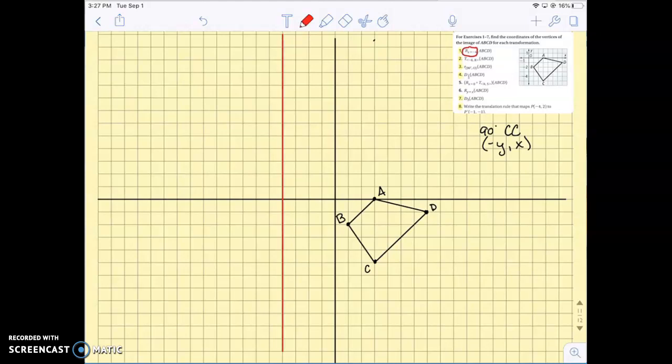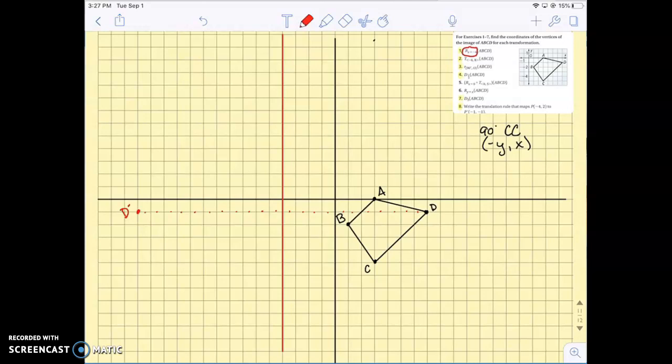When I'm doing a reflection, it means count to the line and then do it again. So I'm going to start with D. It's the furthest away. 1, 2, 3, 4, 5, 6, 7, 8, 9, 10, 11. D is 11 spaces away from my line of reflection. That means I'm going to go 11 on the other side. 1, 2, 3, 4, 5, 6, 7, 8, 9, 10, 11. So here's D prime. That's what I'm going to do with all of my dots.